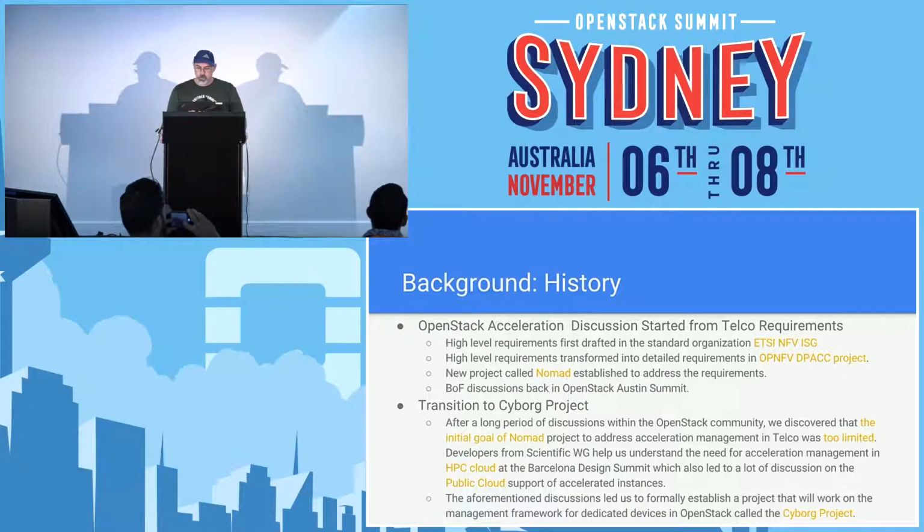And so there was some work done with a scientific working group over the last year to sort of understand what acceleration management is. A lot of these discussions were at the Barcelona summit. And because of that, they formally established a new project called Cyborg.